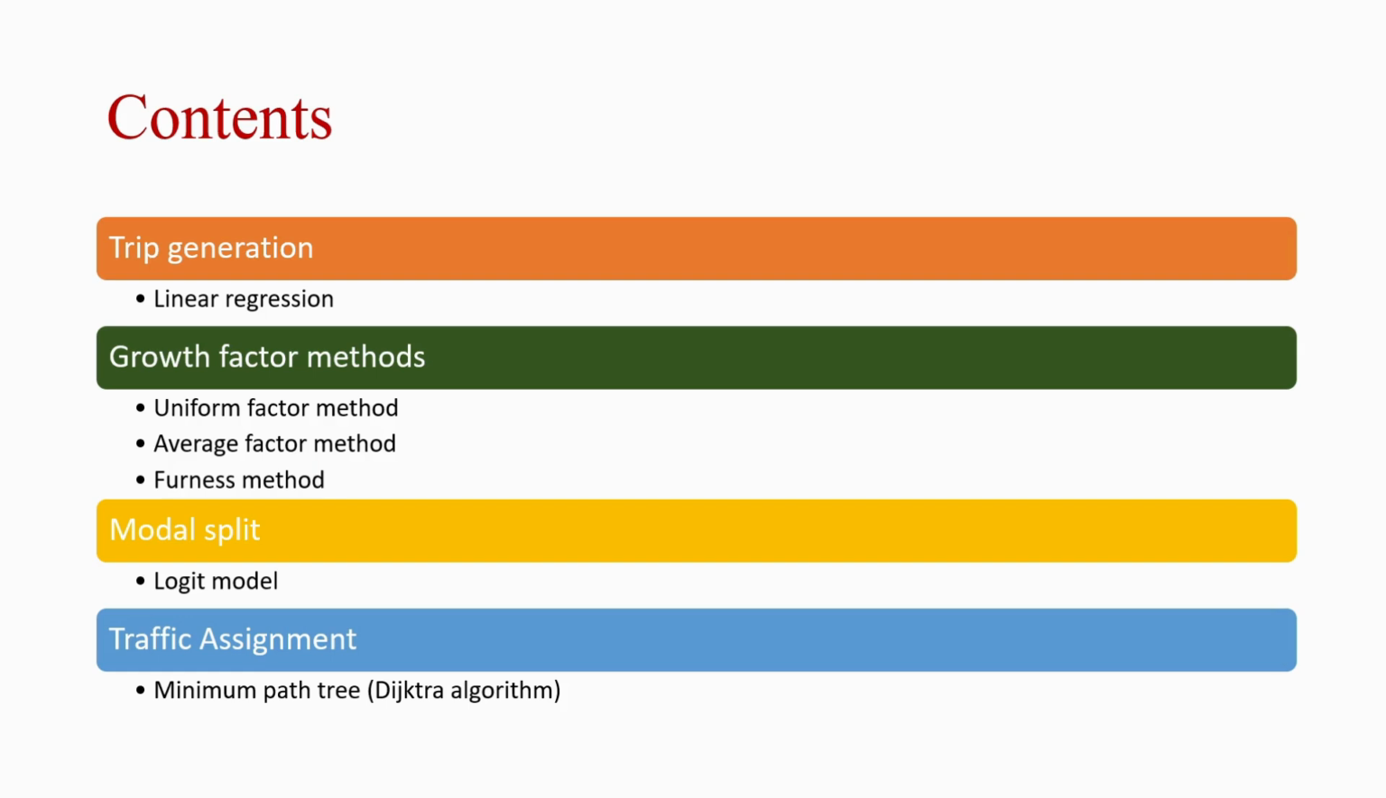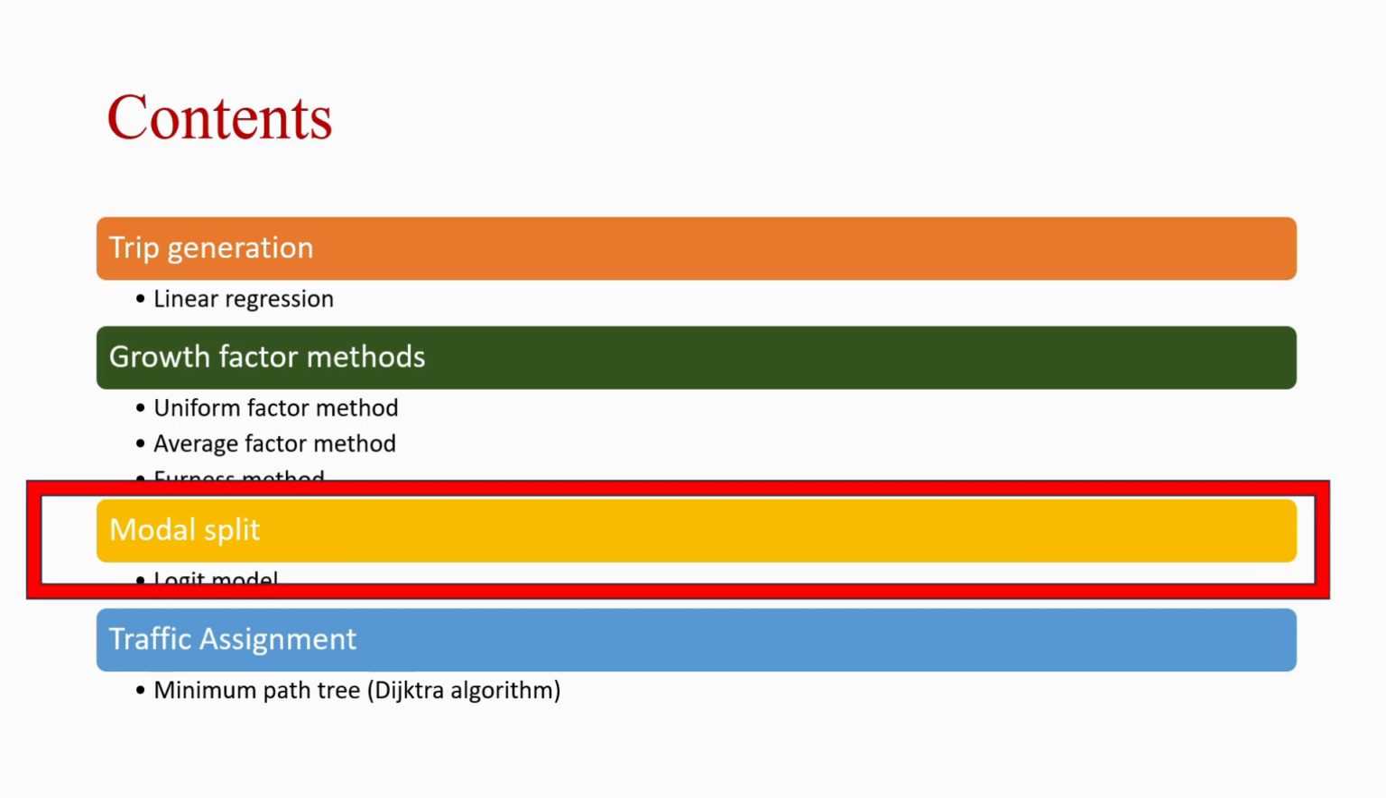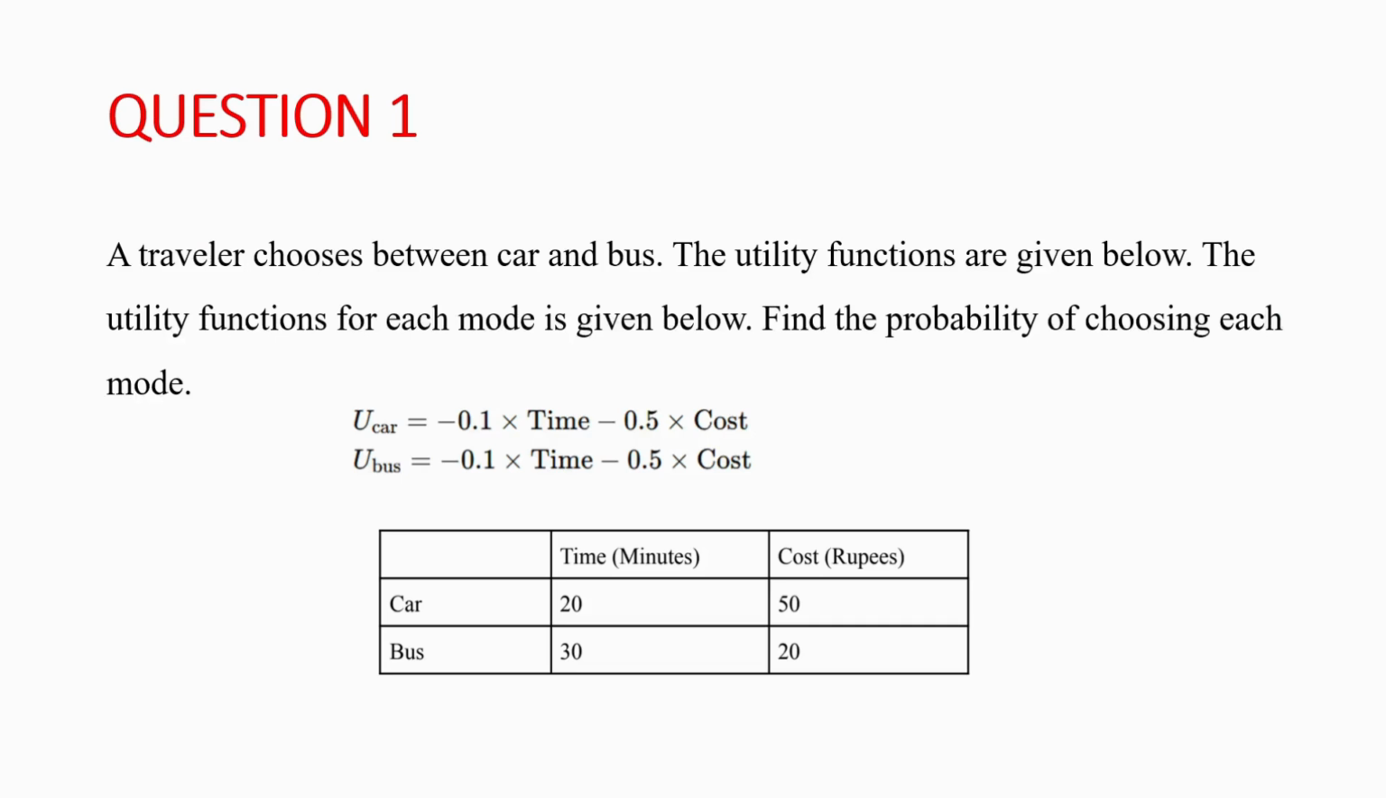So in the last video we discussed trip generation and growth factor methods. In this video we are going to see the logit model, which is basically a mode split model. So without any ado, let's dive into the problem.